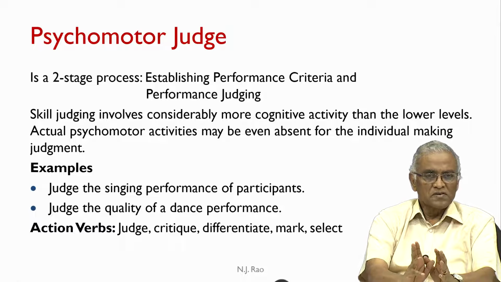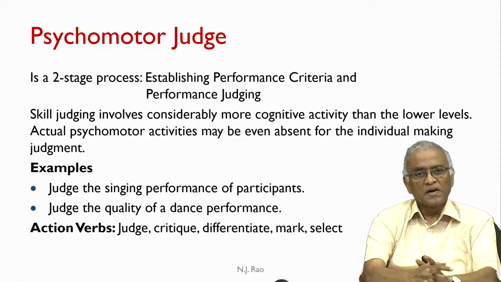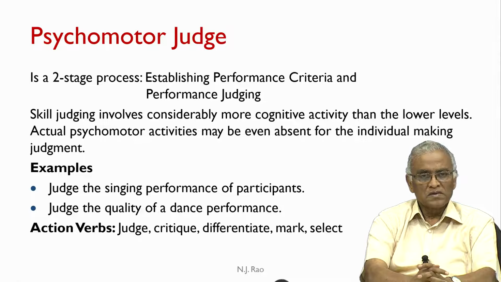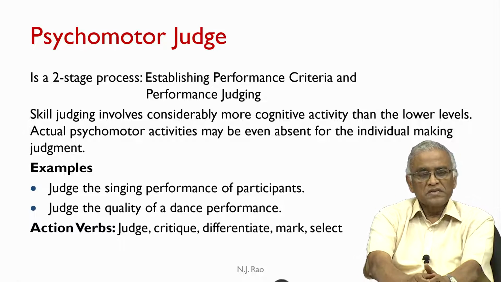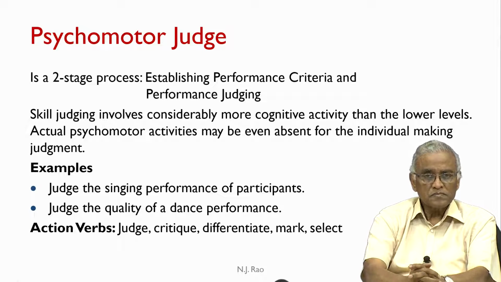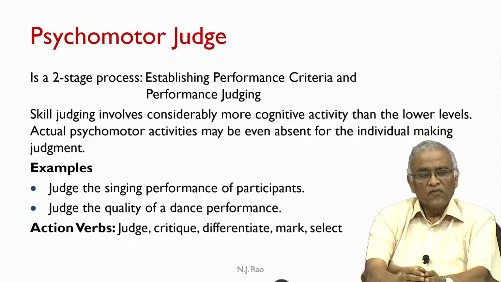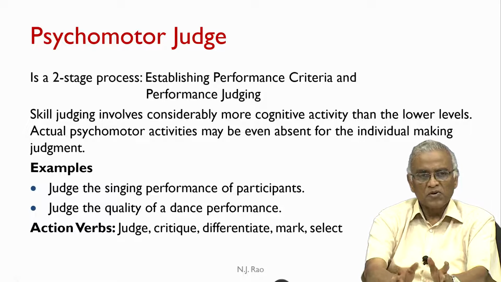If you look at it, these words once again look very similar to the evaluate process of the cognitive domain. That is, you identify criteria for comparison and then you apply those criteria to judge. But in the case of psychomotor judging, you are judging the actual psychomotor activities. But when somebody is judging, he is not actually performing the psychomotor activities.